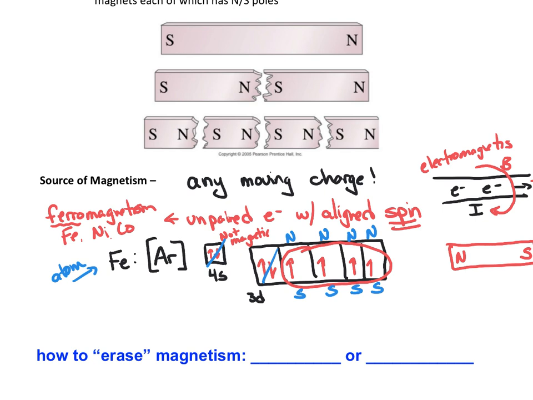Now, quite a few of you have some pretty advanced chemistry skills, and you might say there are many other elements that have unpaired electrons like this, and they're not all magnetic. Well, some of them are.